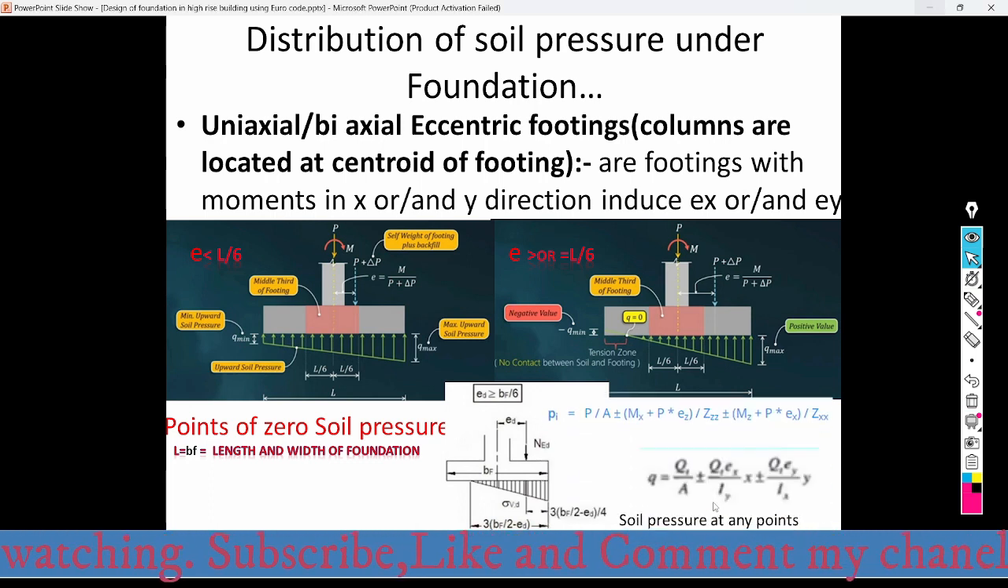And here, this is the general formula. Basically, the soil pressure at any point, we have already said before, is the flexure formula. And if there is a moment Mx and Mz, an extra moment due to the lateral load, in that case we need to add this extra moment to the eccentric moment, so that we can calculate the soil pressure at any point.